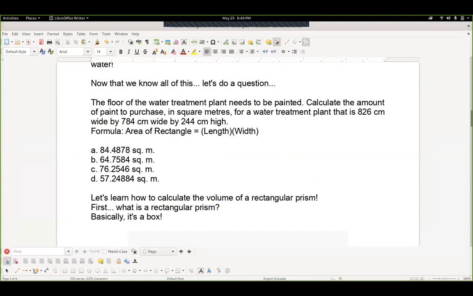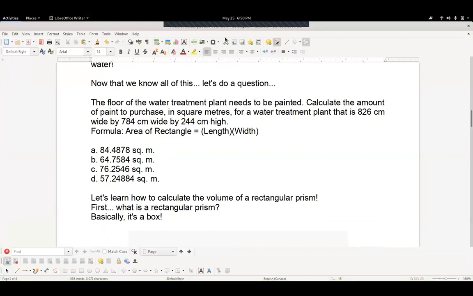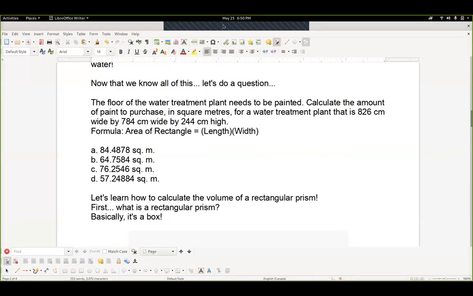So what we're going to do is multiply. We're also going to convert the units because we want them in square meters. So we're going to convert these units to meters. It's easier to convert linear units than it is to convert square units. So we would have 8.26 meters times 7.84 meters.